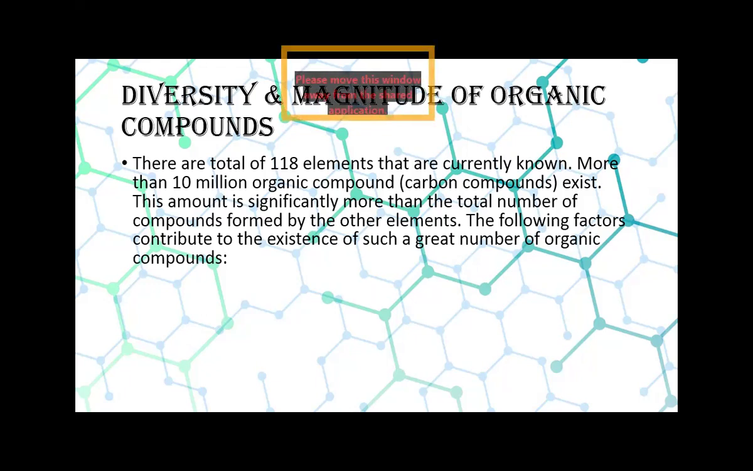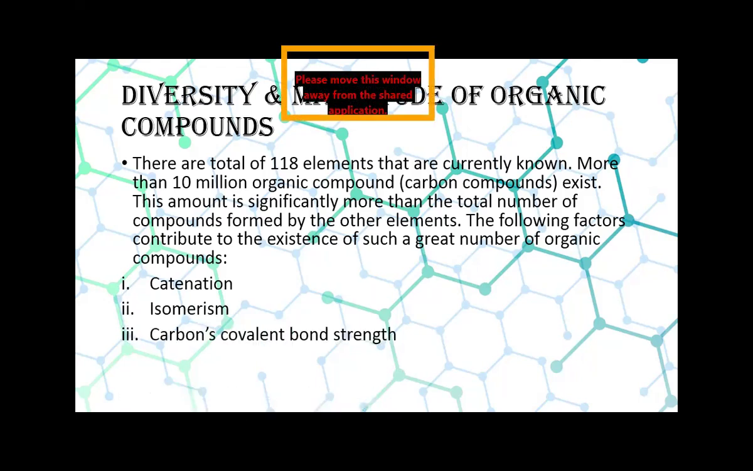The following factors contribute to the existence of such a great number of organic compounds. Number one is catenation, number two is isomerism, number three is carbon's covalent bond strength, and number four is multiple bonding. Now we are going to study them one by one. So number one is catenation.